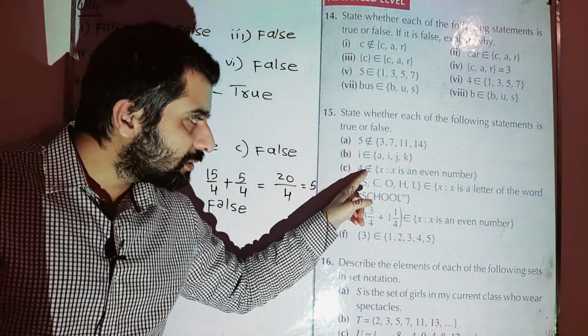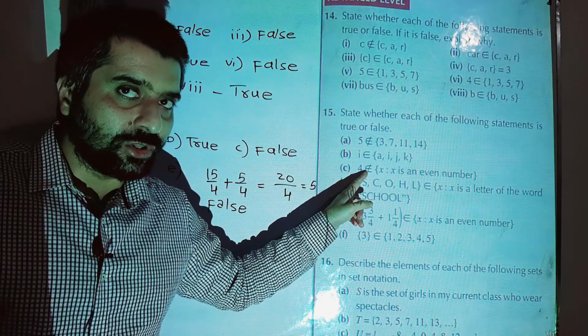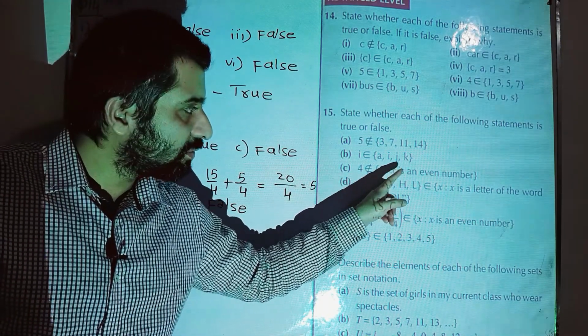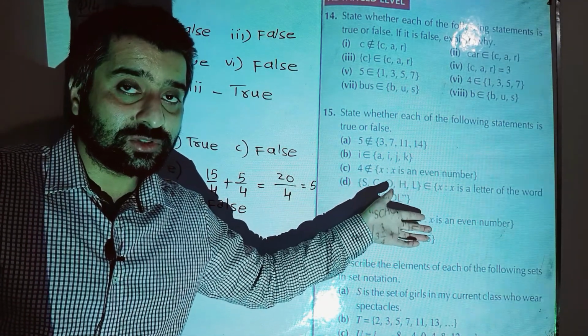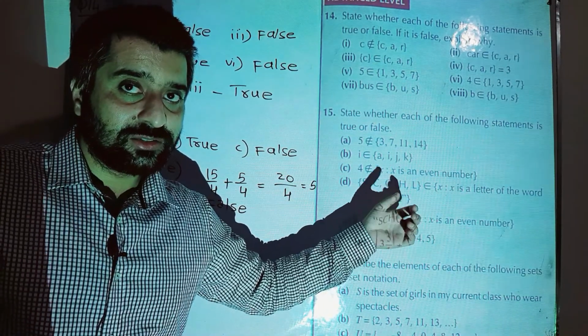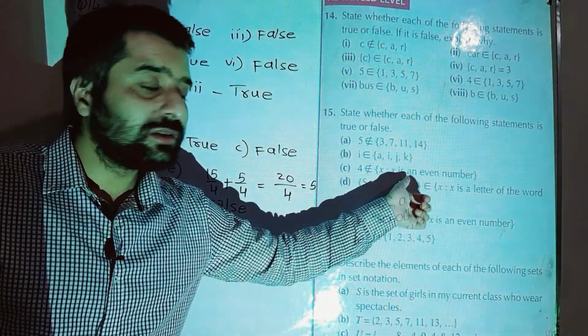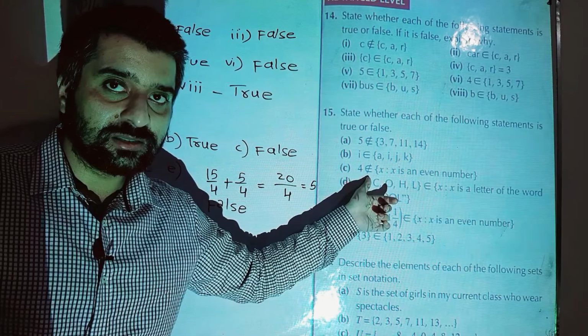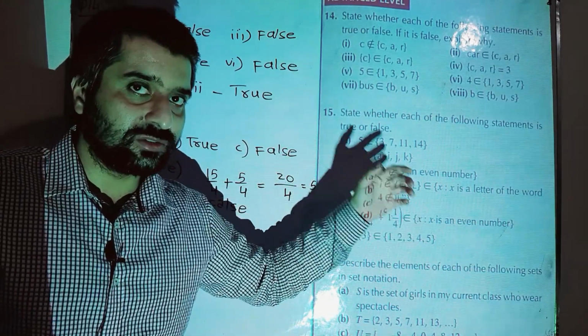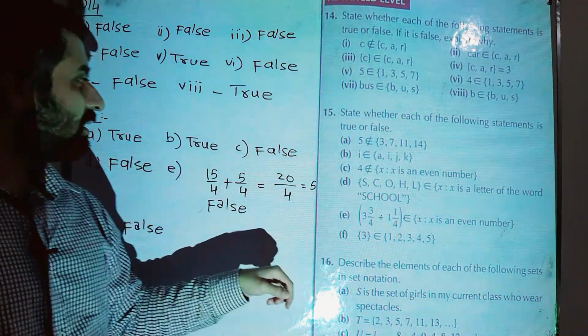C, 4 doesn't belong to, or it is not an element of this set, while this set is what? A set of even numbers. So technically 4 should be part of it. They have stated otherwise. They have said that 4 is not part of it, so they are saying false. C is false.